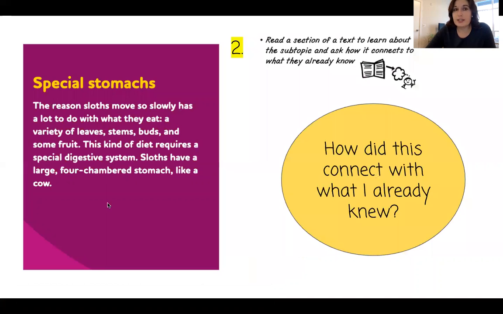How did this passage that I just read connect with what I already knew about sloths? So, looking at this passage, what information here did I already know? And then maybe what information is new? Pause the video to discuss.